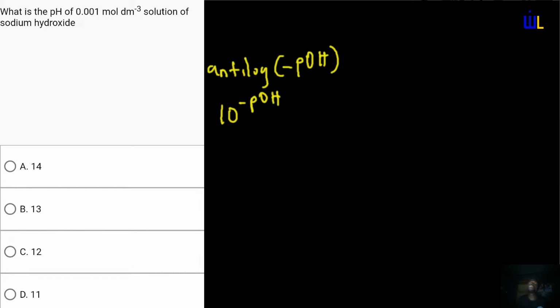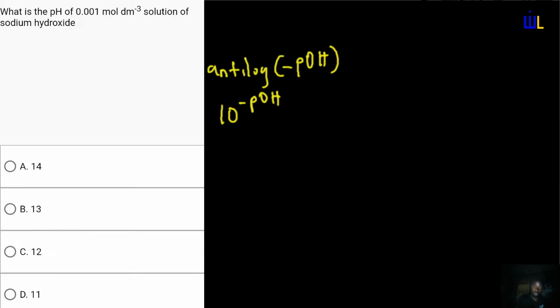Okay, so I presume we all can see the question on the screen, and the question says, what is the pH of 0.001 mole per dm cube solution of sodium hydroxide?